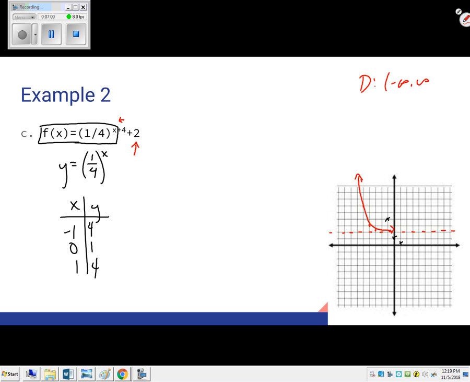Domain, just like every other time, is -infinity to infinity. The range, well, it's sitting on 2. It's not quite touching 2, but it sits on 2. So the asymptote is where it's sitting, y equals 2.